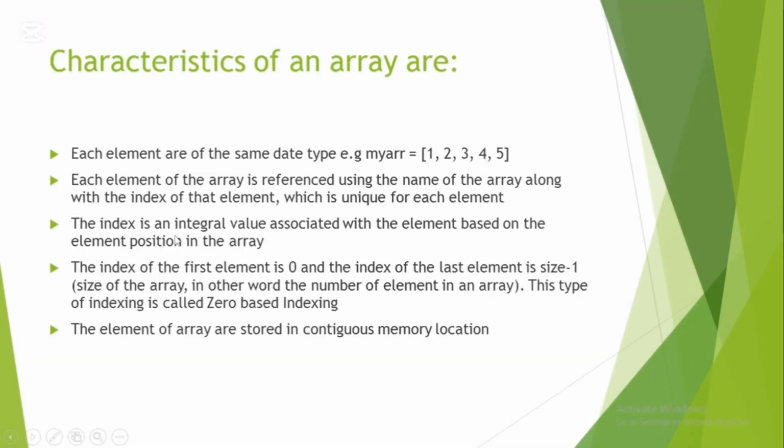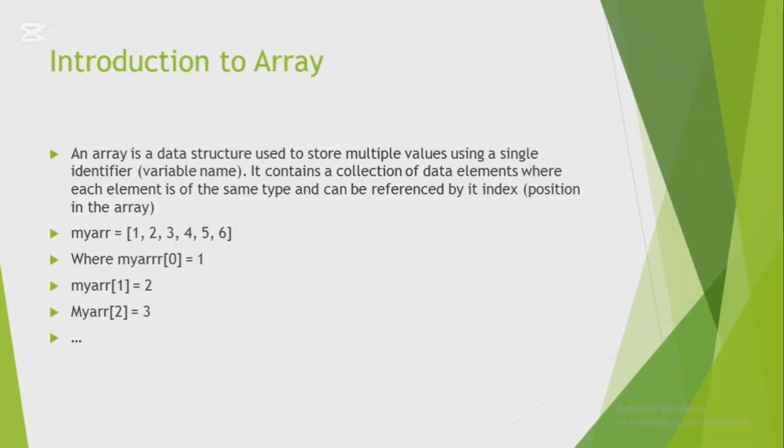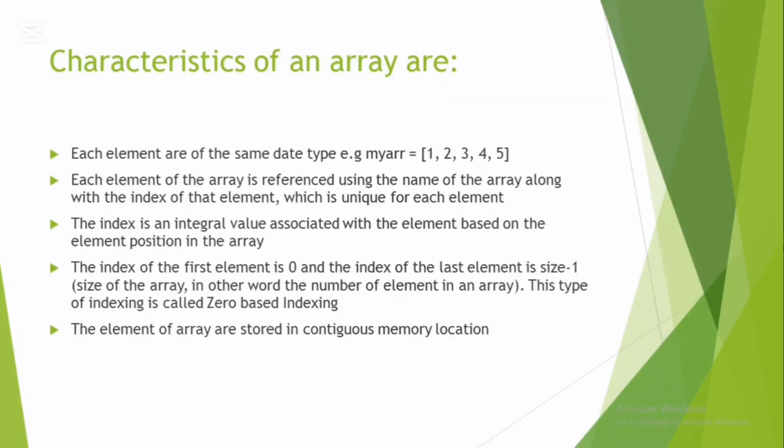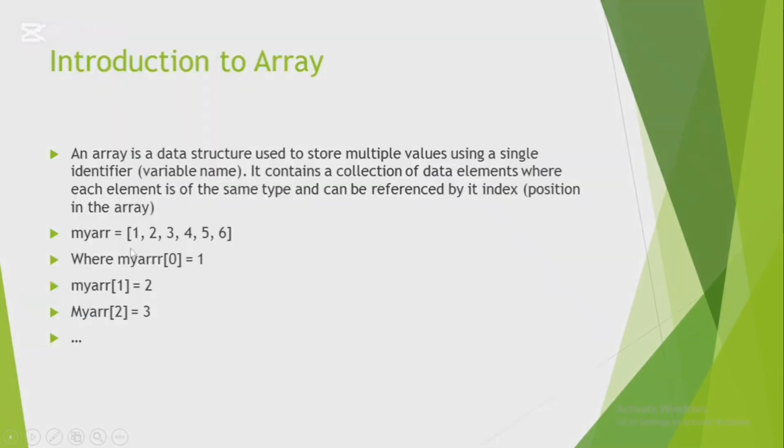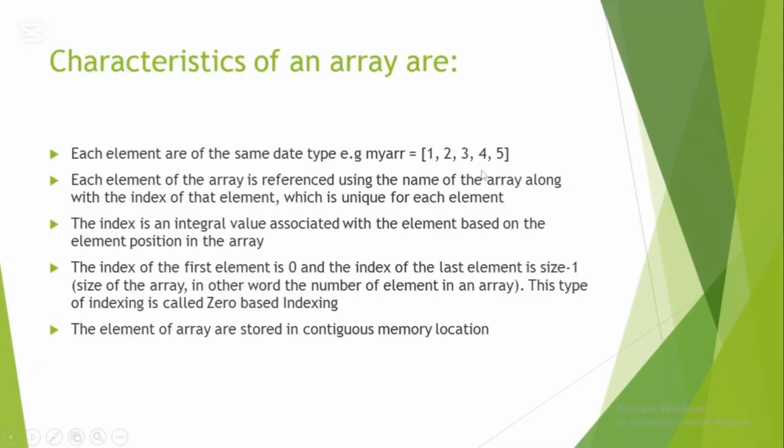So now we are going to look at the characteristics of an array. What are the characteristics of an array? Each element of an array has the same data type. As we've said before in the introduction, each element of an array has the same data type. So for example, in this my array, they are of the same data type. I'm not saying that it can only be numbers, I just use numbers as an example here. This can also be names, like my names, which can be an array, and they would all be strings.